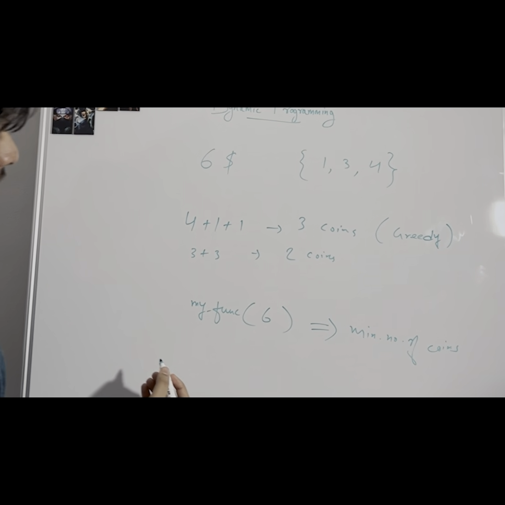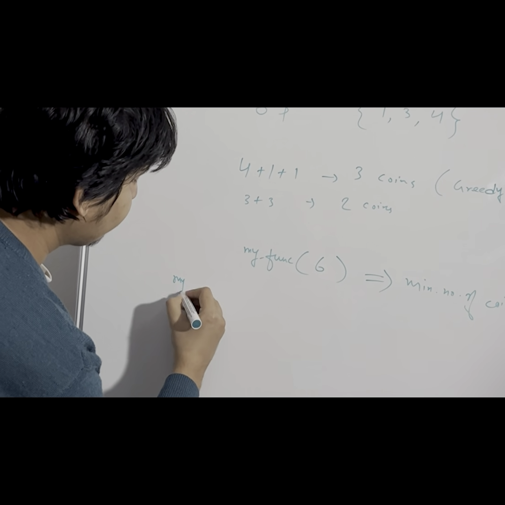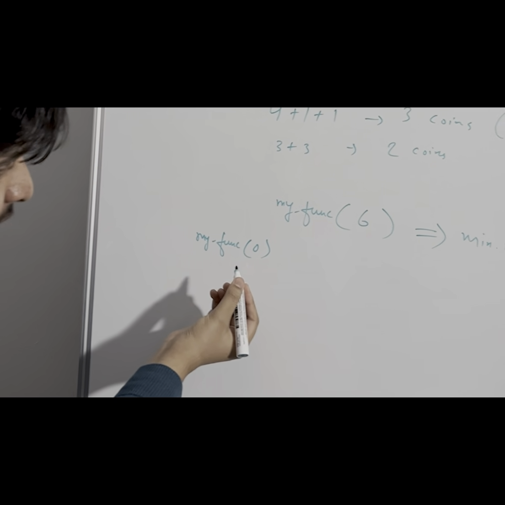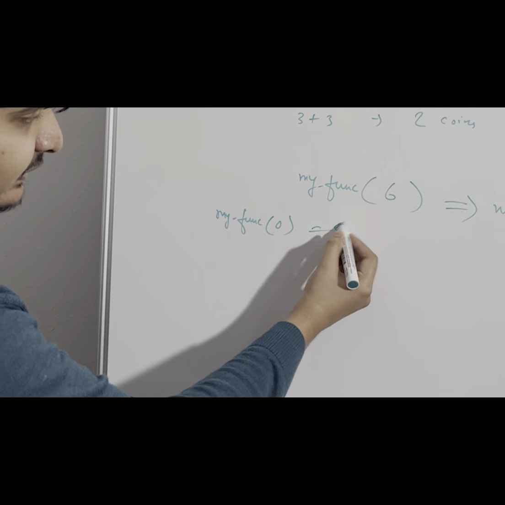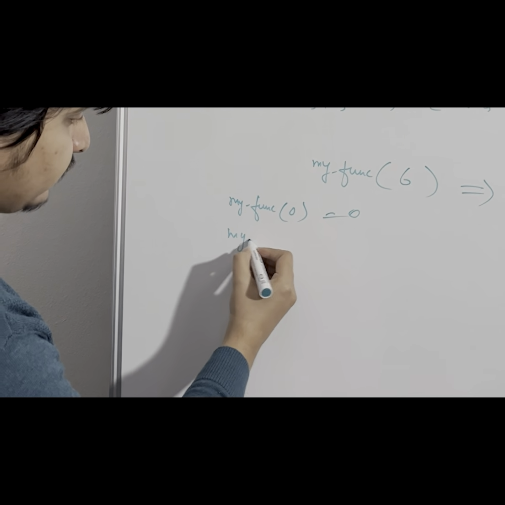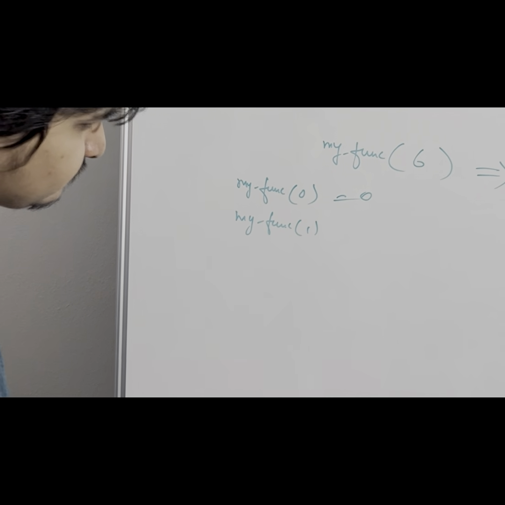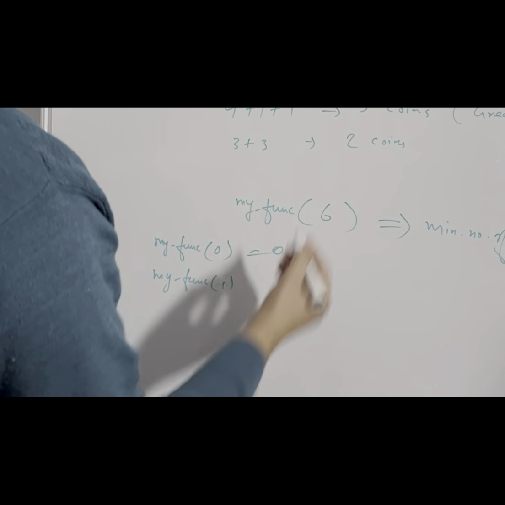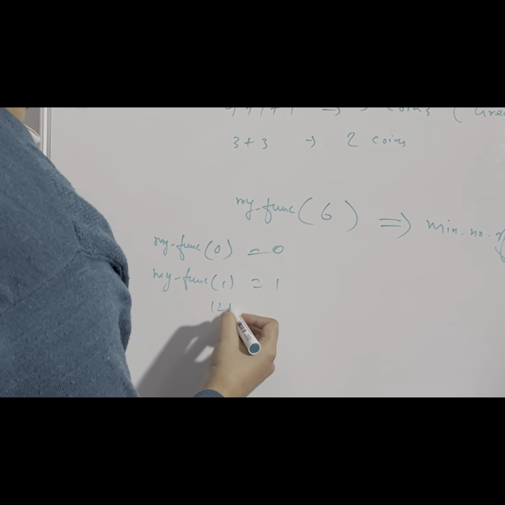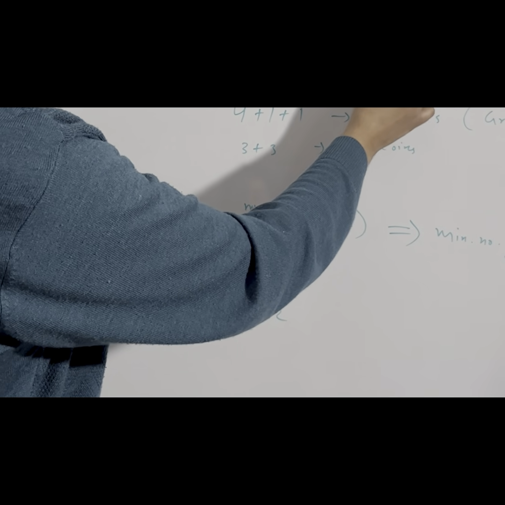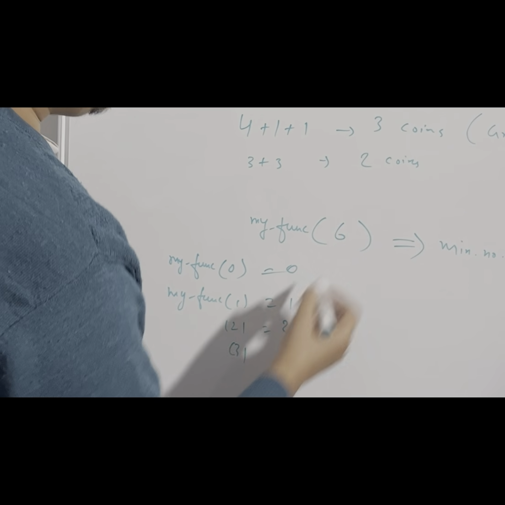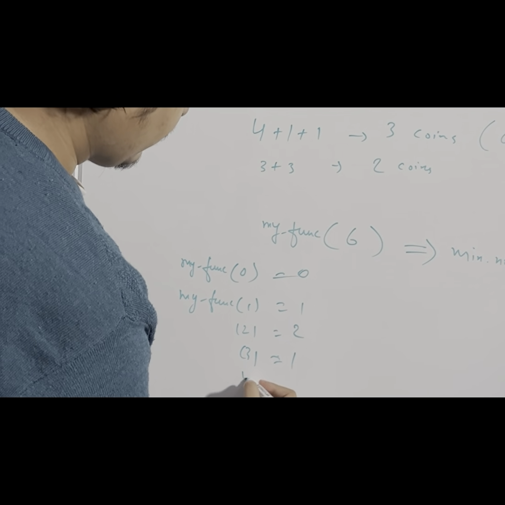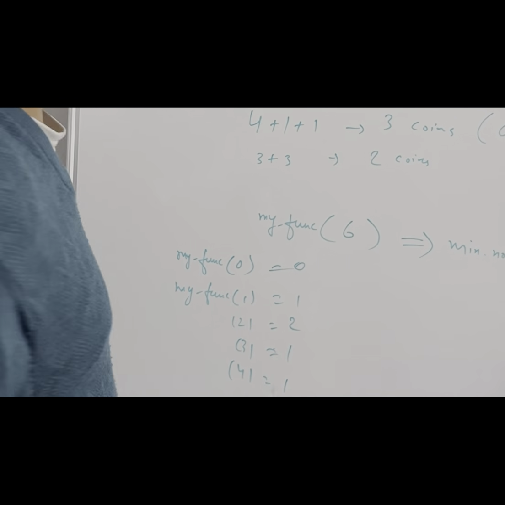Now if you have my func of 0, how many minimum number of coins do you require to produce 0? You know it's 0. If you want my func of 1, how many minimum coins do you need to produce 1? Exactly 1 coin. For 2, you need 2 coins, 2 of these 1 coins. For 3, you can just use the third coin, so it will again be 1. For 4, again 1, and so on and so forth.